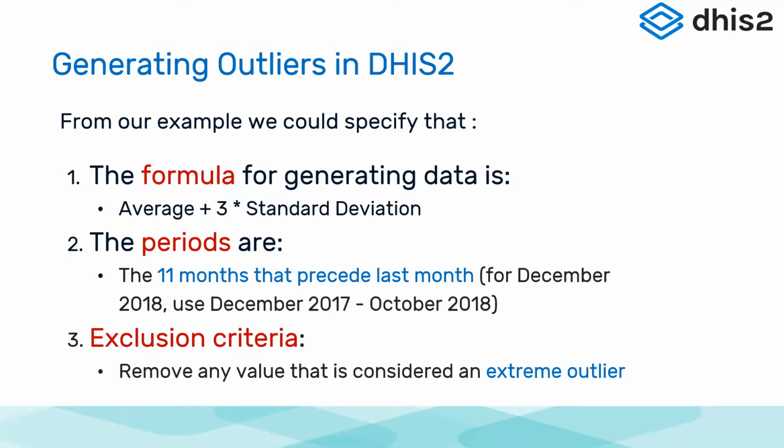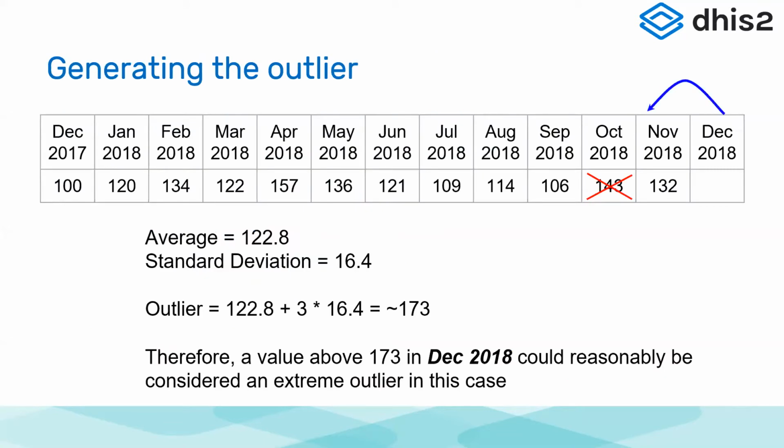So in this slide, what we want to understand is that in a predictor, we have three parts: formula, a period, and exclusion criteria. So this slide shows it diagrammatically. If you want to calculate the predicted value for December, just imagine you want to calculate the predicted value for the month of December 2018 here. So I think you can see here.